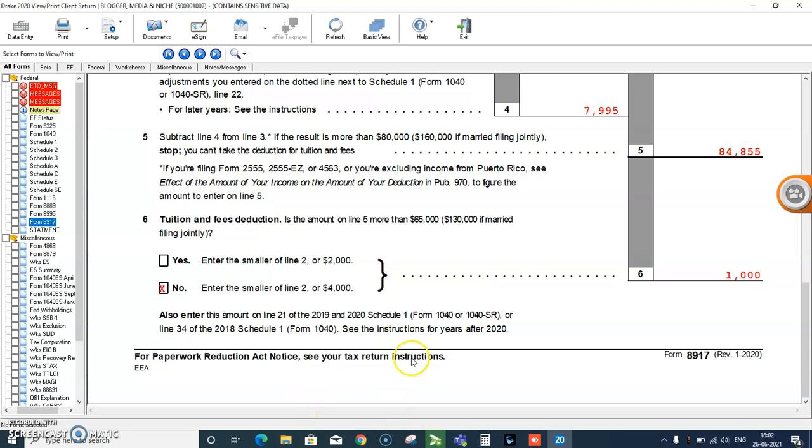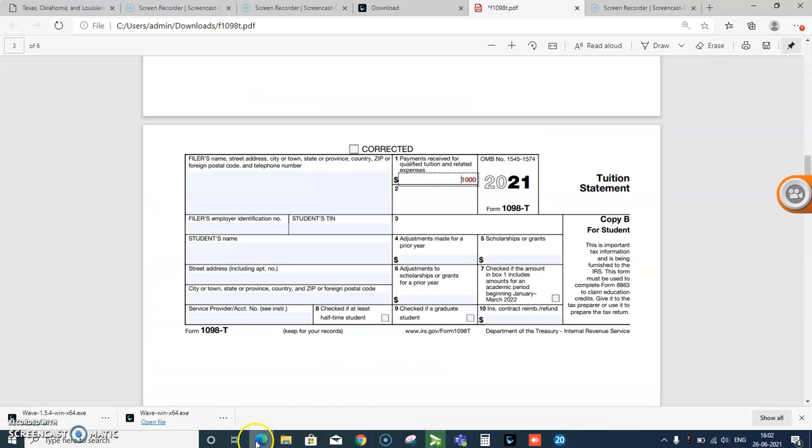So guys, I believe you have understood what I have discussed. So basically 1098-T is the form, it is the tuition statement, and it is used to figure out the education credit and potentially the tuition and fees deduction for qualified tuition and related expenses paid during the tax year.